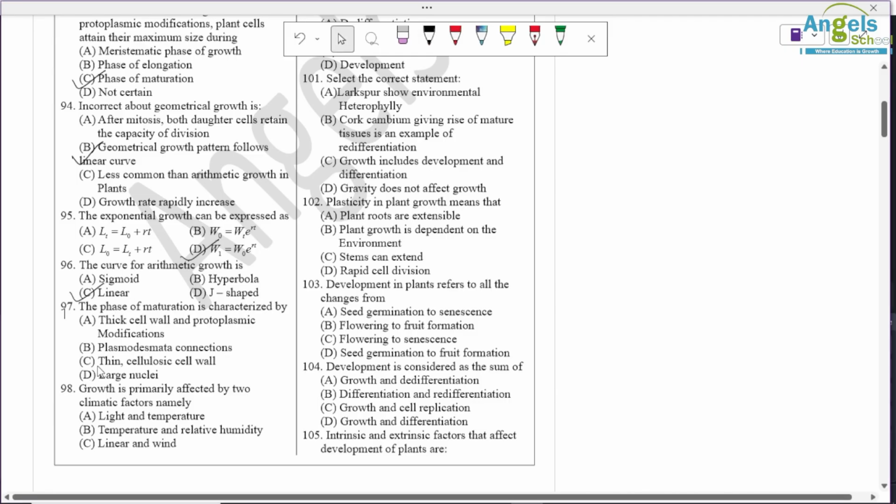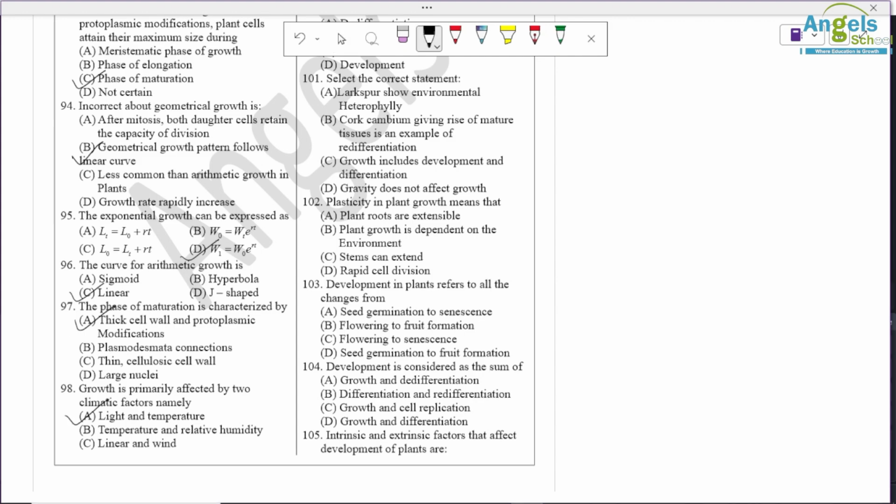Question number 97. The phase of maturation is characterized by. So the phase of maturation is characterized by thick cell wall and protoplasmic modification only. The growth is primarily affected by two climatic factors, namely. So it is light and temperature only. The correct option is A.